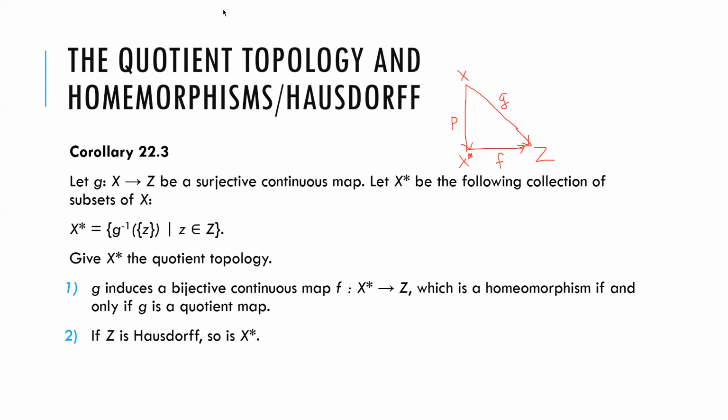So we know G is a surjective continuous map. And we know that it takes basically all the possible pre-images of all the points in Z. And because G is surjective, okay, so we get some kind of a collection of open subsets of X. And then we give it a quotient topology.